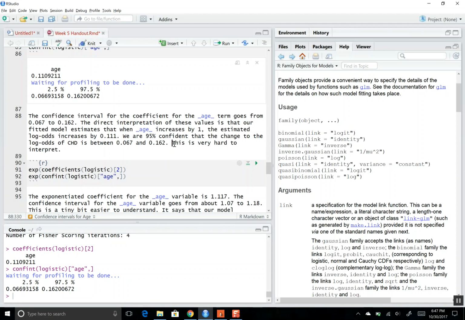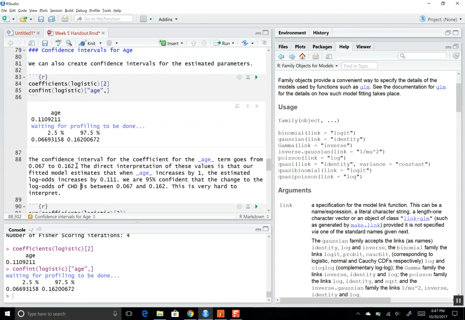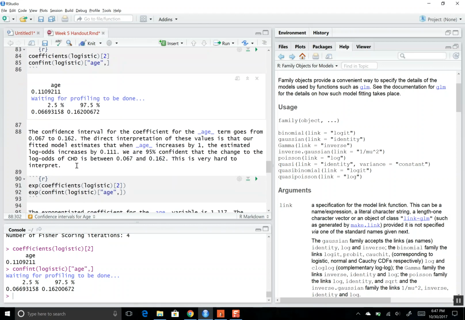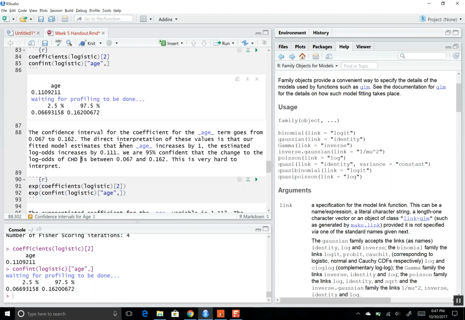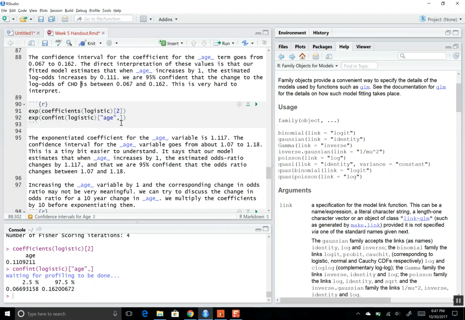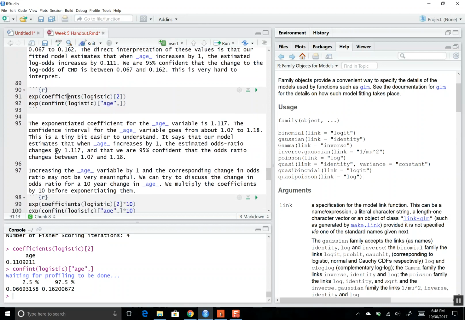So the direct interpretation is the change in log odds, but in terms of a practical thing, it doesn't make a whole lot of sense, because a change in log odds when the probability is high is going to be much smaller than a change in the log odds near our midpoint. On the other hand, we could exponentiate the coefficients themselves to give us a change in the odds.